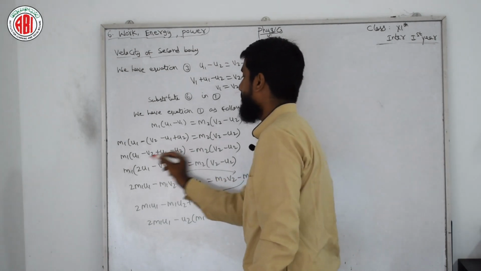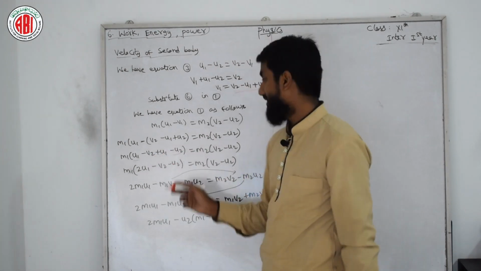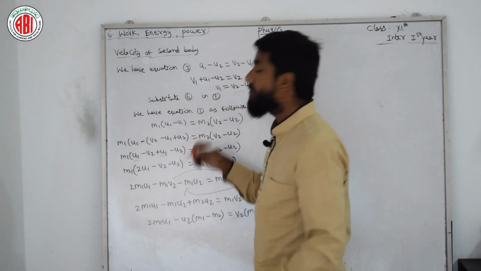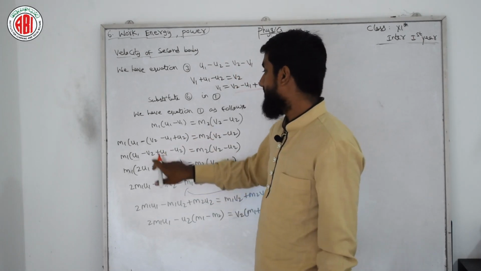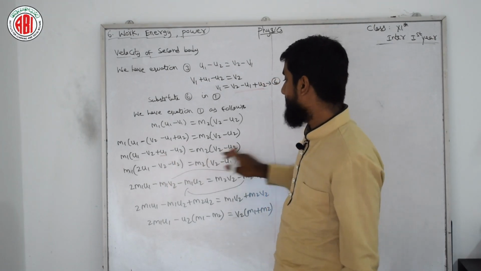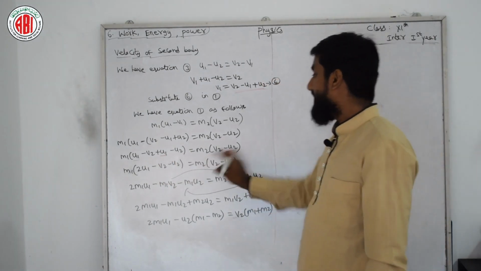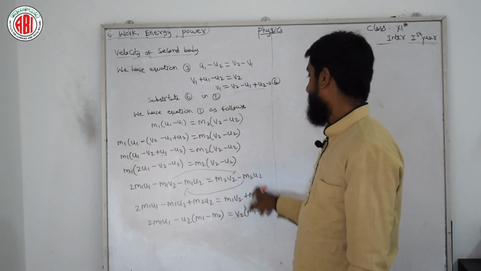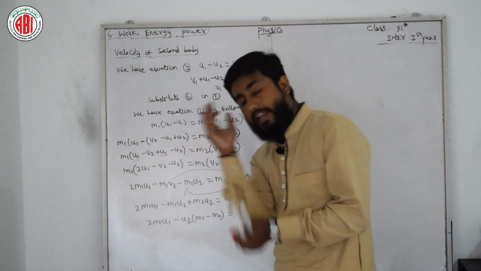Here u2 means 2, not u2, here u1 and u1 means 2u1 minus v2 as it is, here like minus u2 also as it is, right hand side same. Now I am rearranging the terms and I am bringing v2 to one side and the remaining terms to the other side.